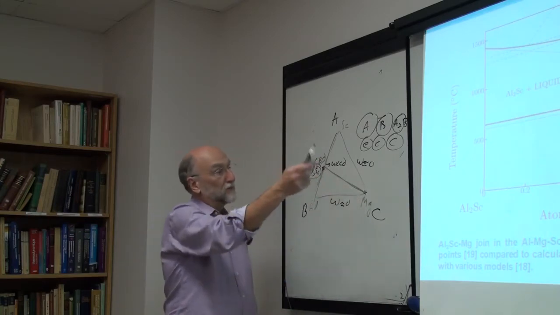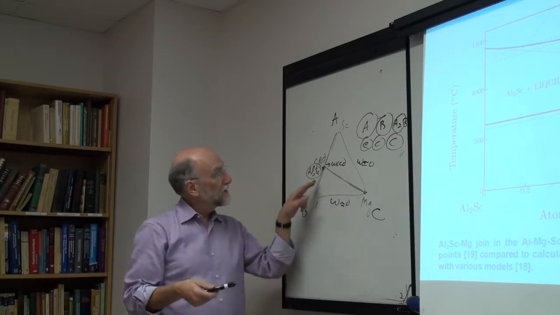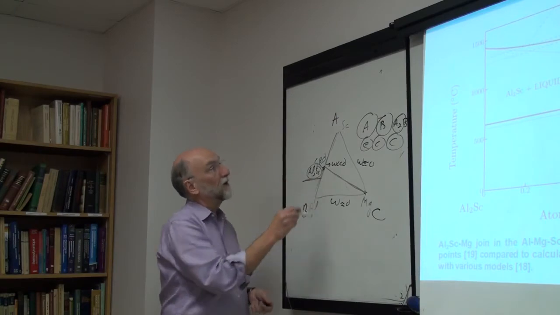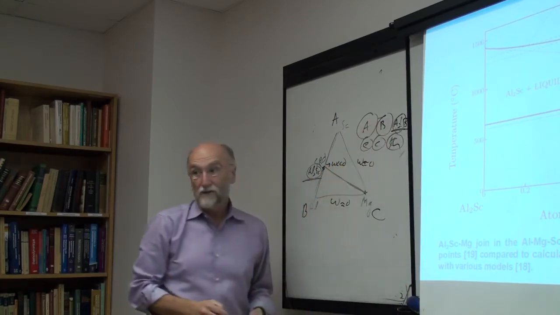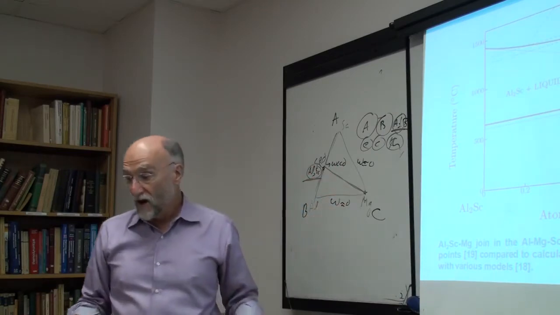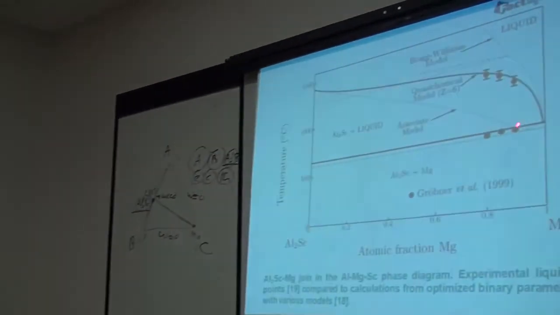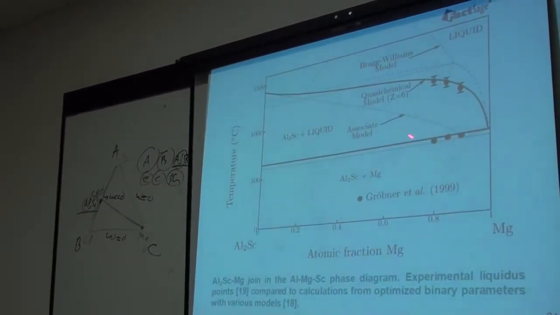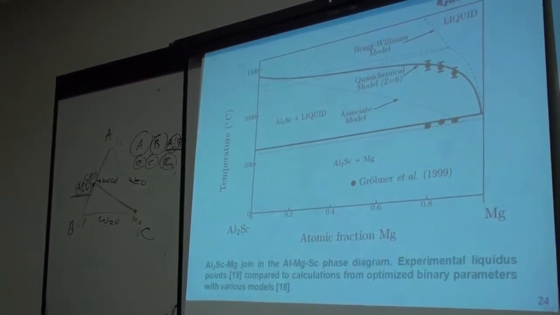This business of the magnesium breaking up the aluminum scandium isn't there. The magnesium doesn't break up the aluminum scandium because they're molecules. Here's your aluminum scandium, they're molecules. You add magnesium, you're not busting these things up. What you get is simply an ideal solution along here, which is not at all what is observed. Okay, this is what the associate model gives you, way down here. No positive deviations whatsoever.